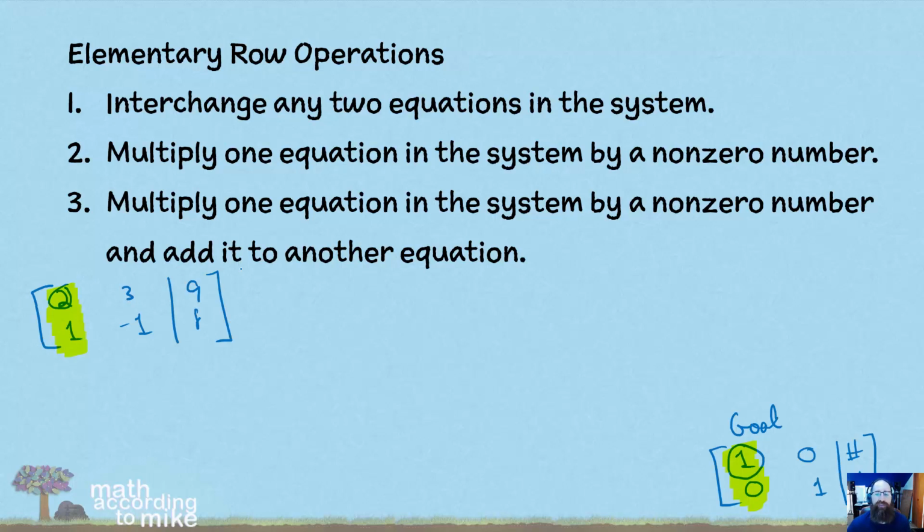Number 3, multiply one equation by a non-zero number and add it to another equation. Well, if I multiply the second row by -1 and I add that new row to row 1, -1 plus 2 makes 1. So I could use all 3 of these operations to create a 0 if I so choose. However, let's do the easiest one, and the easiest one is to interchange the 2 rows.